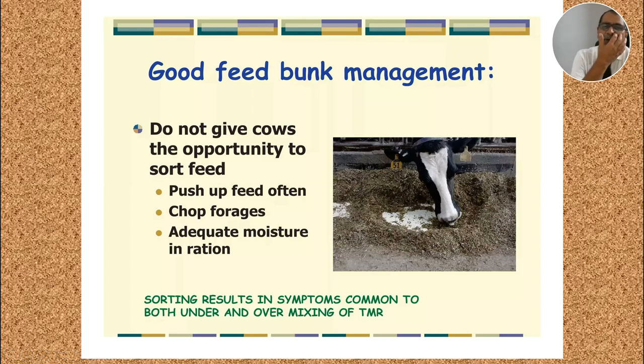Then good feed bunk management is always an art, and don't give cows the opportunity to sort feed. Sometimes we push the feed often, and we need to chop the feeds properly. Then adequate moisture in the ration is a must. Then sorting results in symptoms common to both under and over mixing of the TMR. We have already learned what happens if we under mix or over mix it.